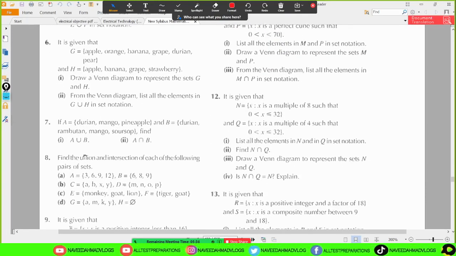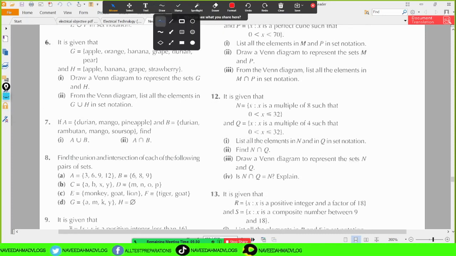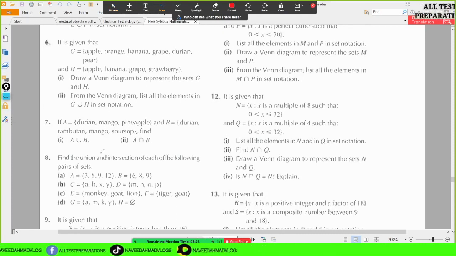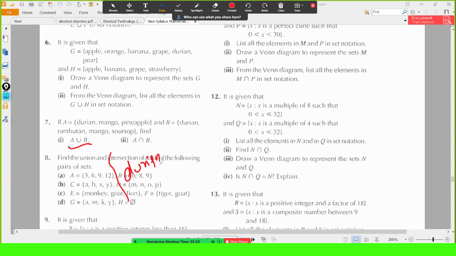Okay, this is given to you and the question is find A union B. So you will write all elements of set A and all elements of set B, but do not repeat the common ones, because in a set you must not have repetition. Like, what will A union B be? Durian, mango, pineapple.